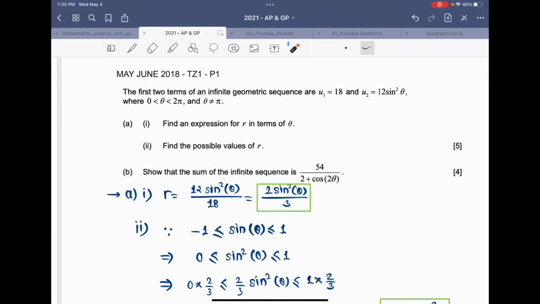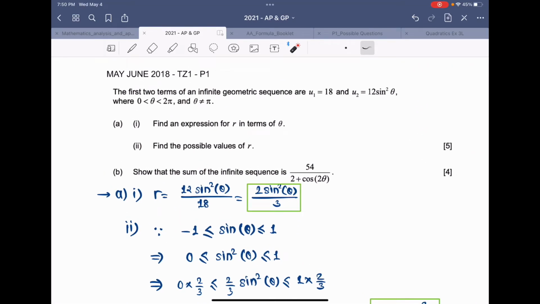May-June 2018, time zone 1, paper 1. This problem is basically a combination of sequence as well as trigonometry. The first two terms of an infinite geometric sequence are u1 is 18 and u2 is 12 sin²θ, where θ is lying between 0 and 2π. It's in radians. θ is not equal to π, that means it cannot be 180 degrees. Find an expression for r in terms of θ.